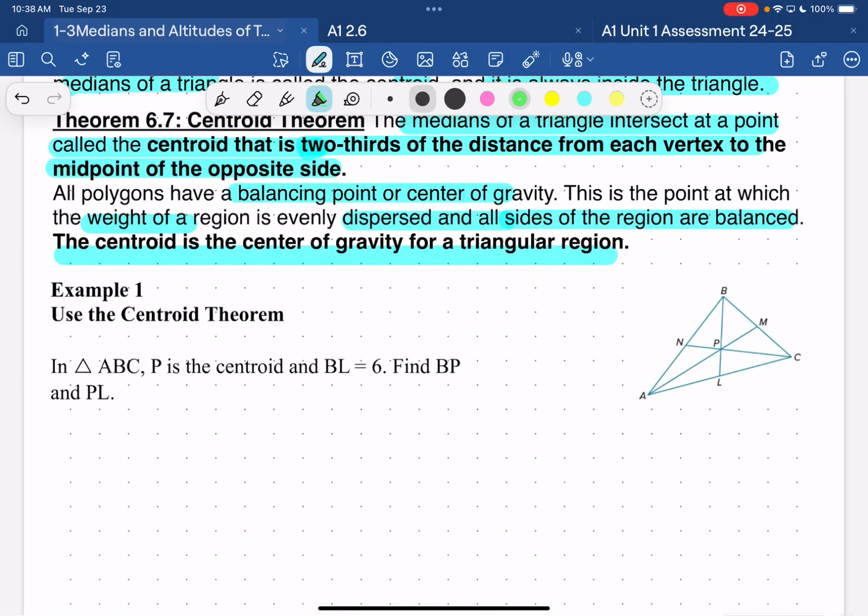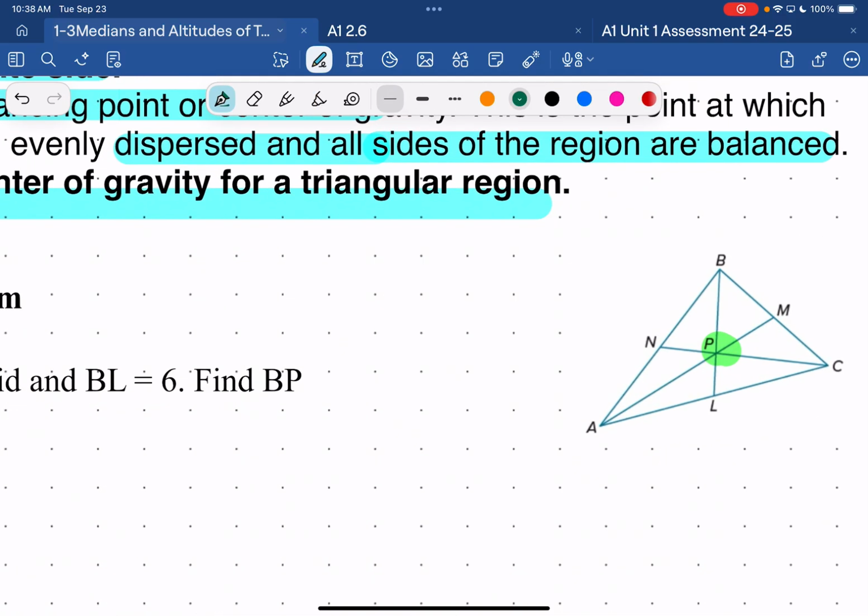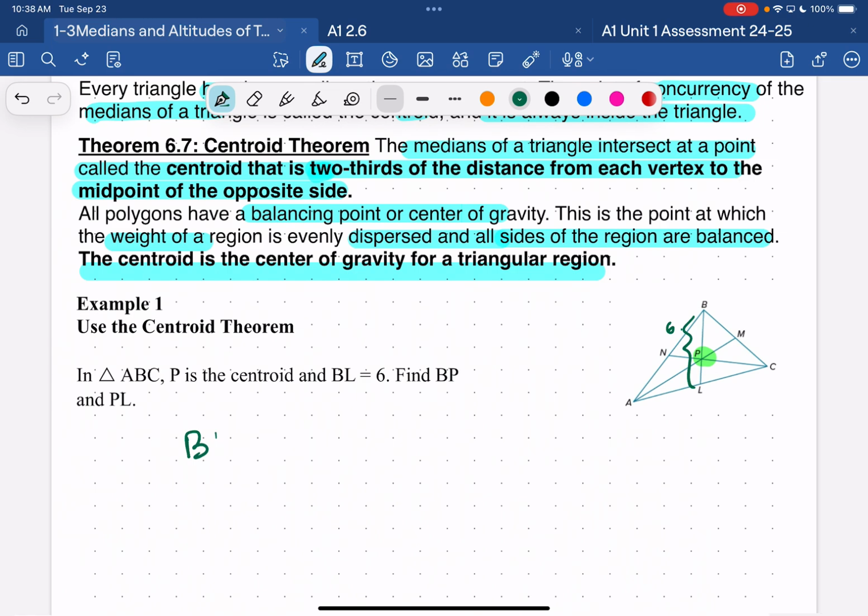Okay, now we have used the centroid theorem in triangle ABC. We are given P is the centroid. We are given BL, this whole length of the median, it is equal to 6. We want to find BP and we want to find PL. To find BP, we know that BP is 2/3 of the whole, which is BL, so we can do 2/3 times 6. Perfect. And from here we get 4 units. Good.